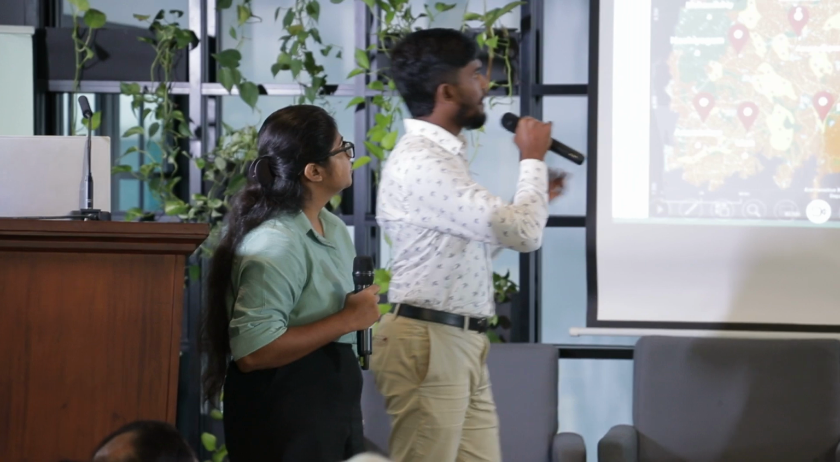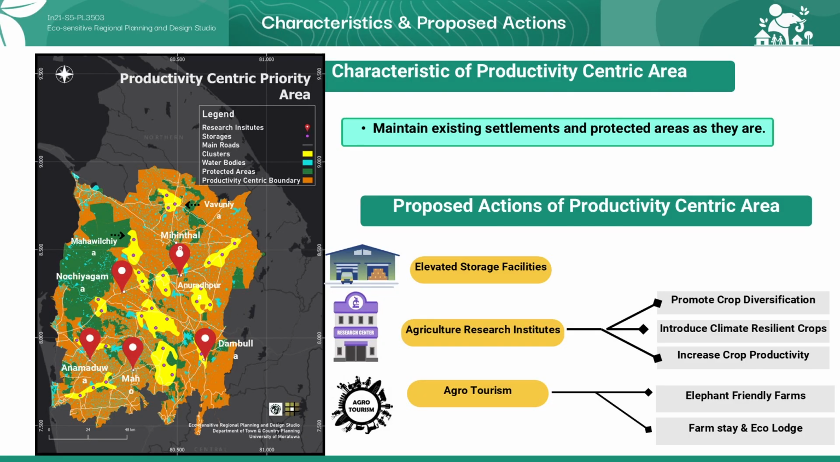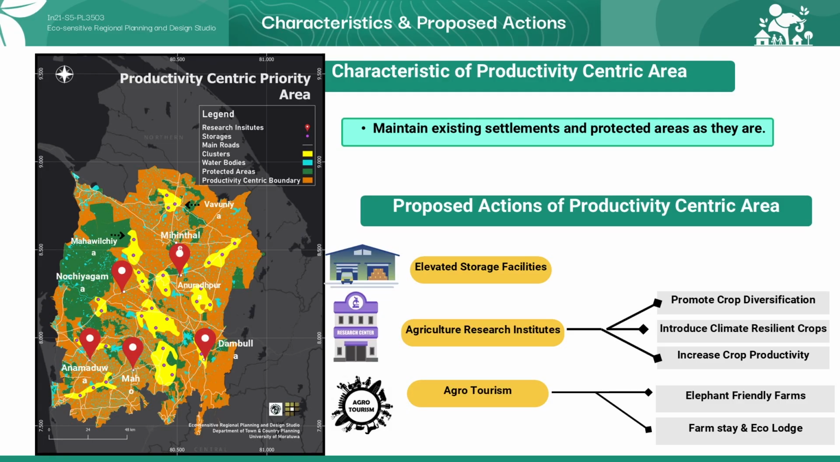Yes, Jismi. If I take the example of the productivity-centric priority area, in this priority area we mainly prioritize paddy farming while maintaining human settlement and protected areas as they are. To enhance paddy farming in this area, we amalgamate small paddy lands into larger paddy lands. So it will lead to sharing and pooling resources and economies of scale. Also, we are going to promote improved storage facilities for farmers and agro-tourism for diversifying livelihoods.